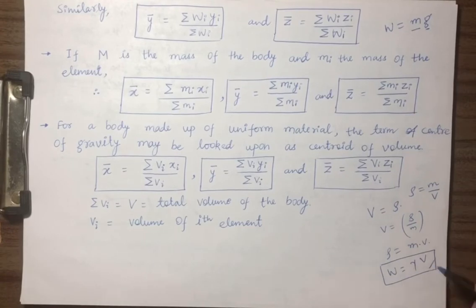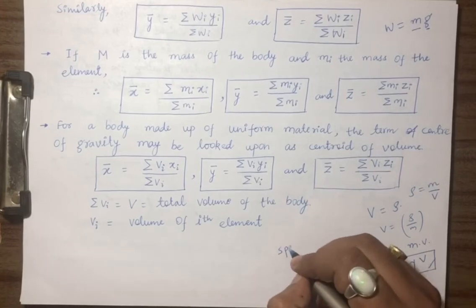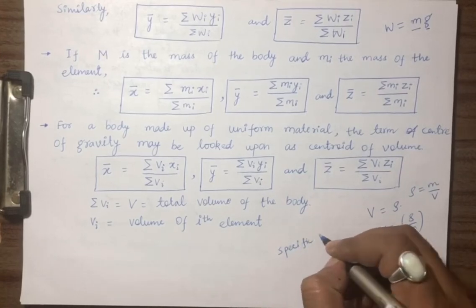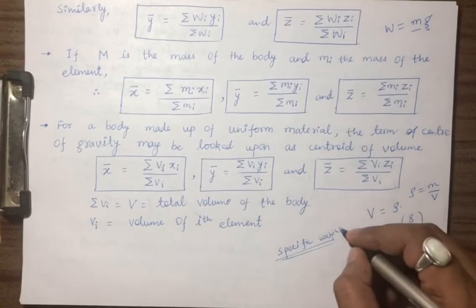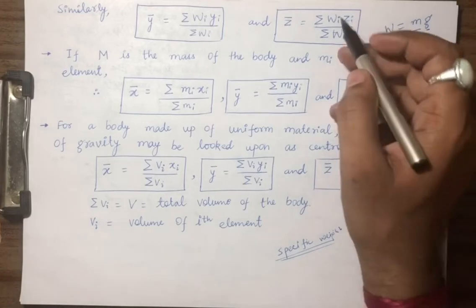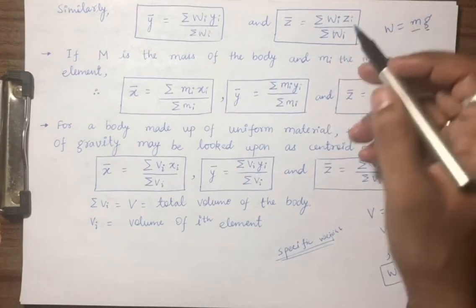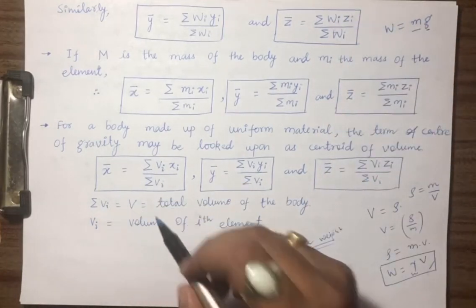So we can replace here gamma. What is gamma? Gamma is specific weight, weight per unit volume. So we can replace W by gamma into V, and we can get these results in terms of volume.